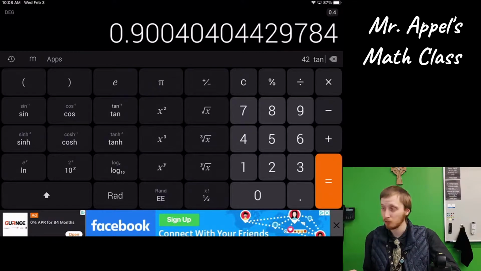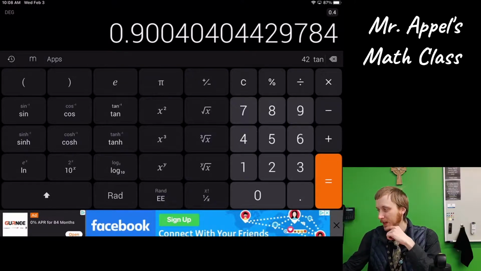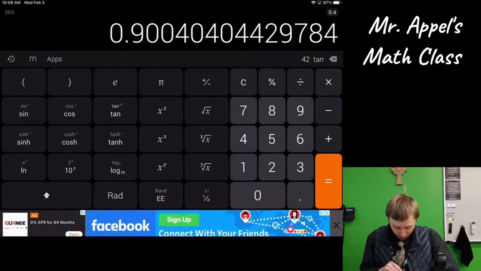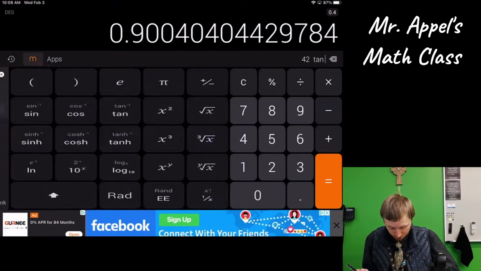Look, 0.9, all right? You also got 218. Are you in degrees or radian mode? Because that's not the answer I have. I have 555. And that's what I got to see.